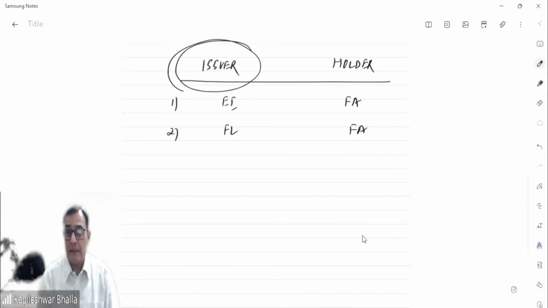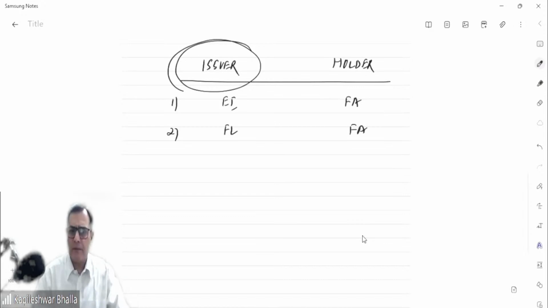Let me clarify one thing very clearly at this stage. As I'm dealing with Ind AS 32, to begin with, my focus is going to be totally on the issuer. We're going to look at the fact that when an instrument is issued, what does he call this? So I'm not focusing on the holder at the moment. Our focus is going to be only from the issuer point of view. I hope I've made myself very clear so far.